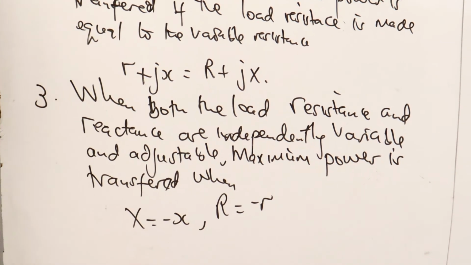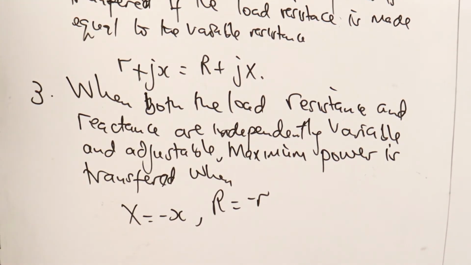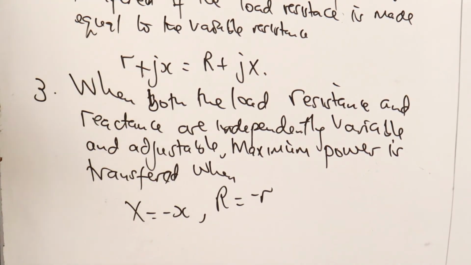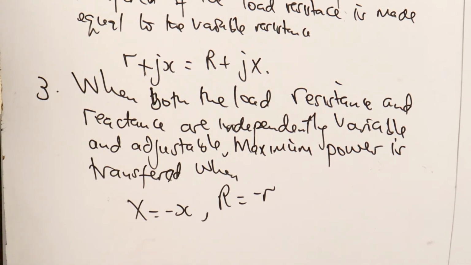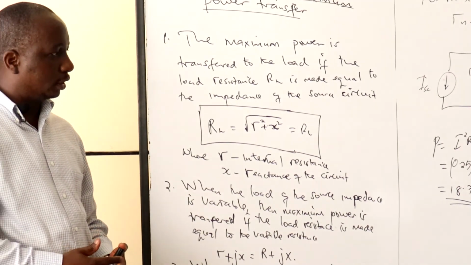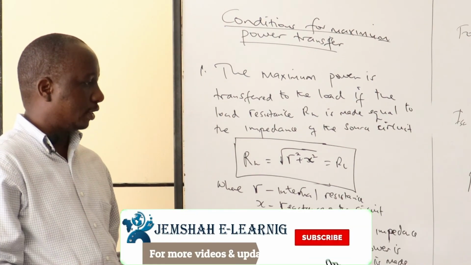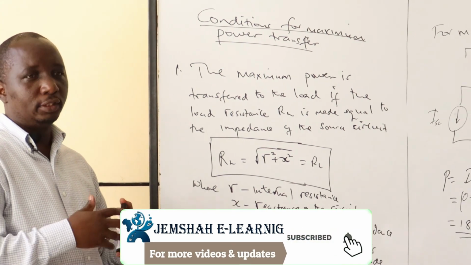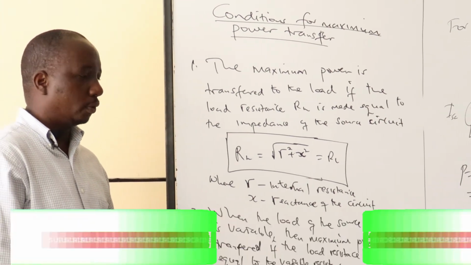So these are the conditions for maximum power transfer, and this helps us to understand what we need to put in place in practice for us to be able to ensure that in amplifiers the power is given maximally to the load.